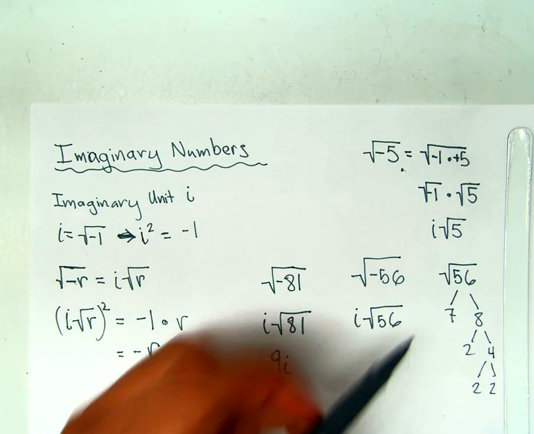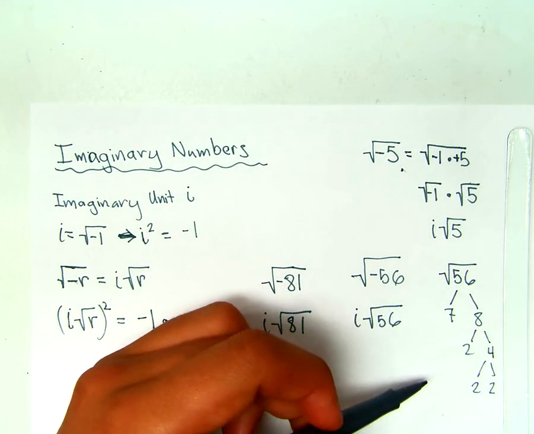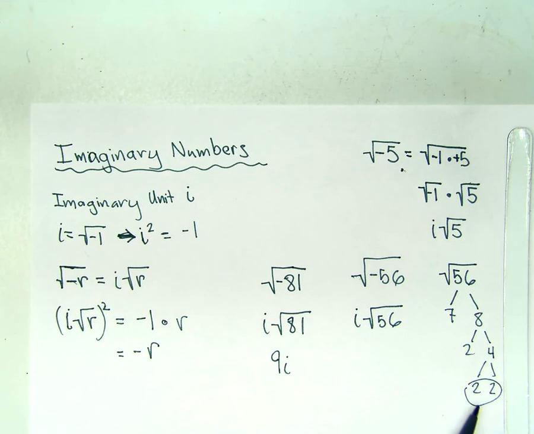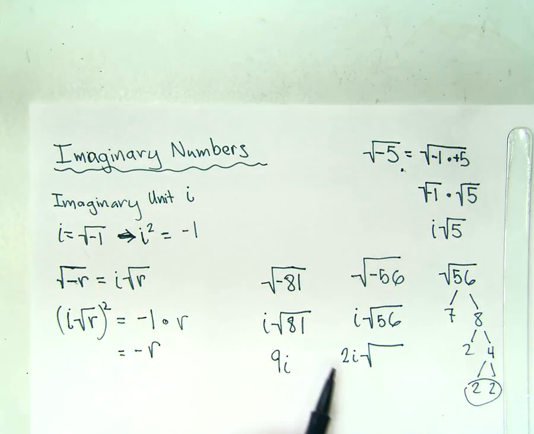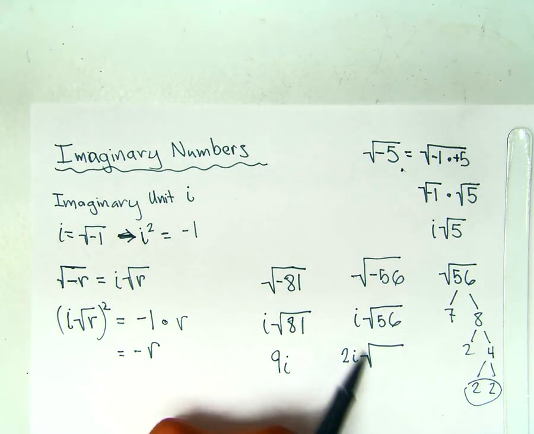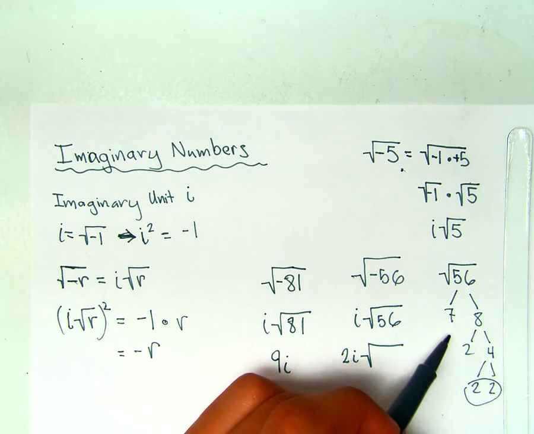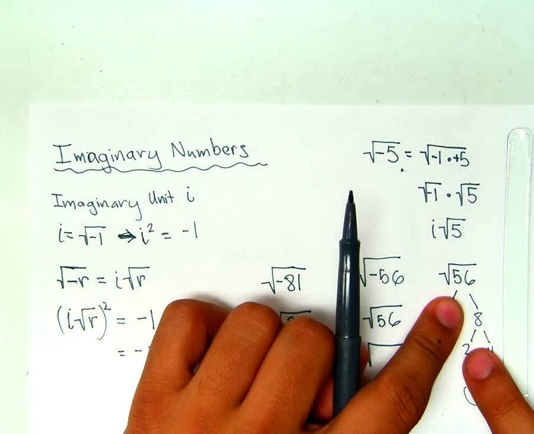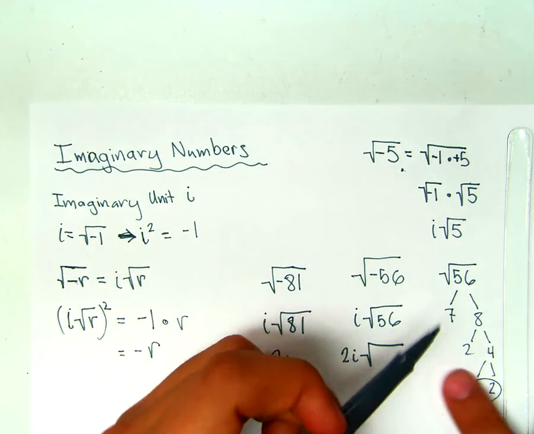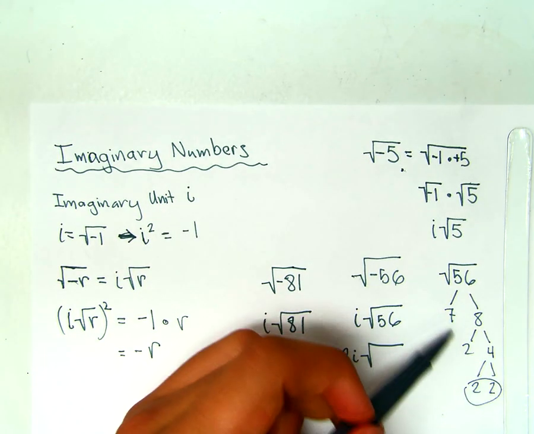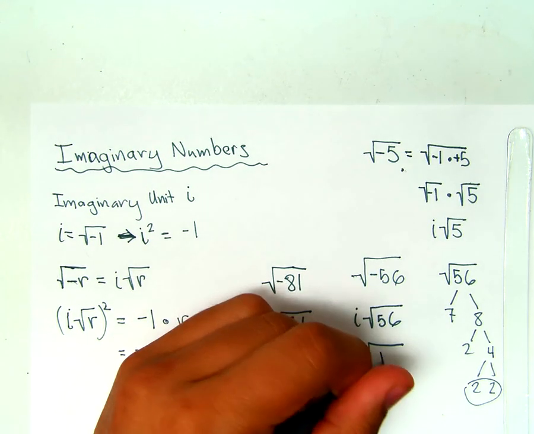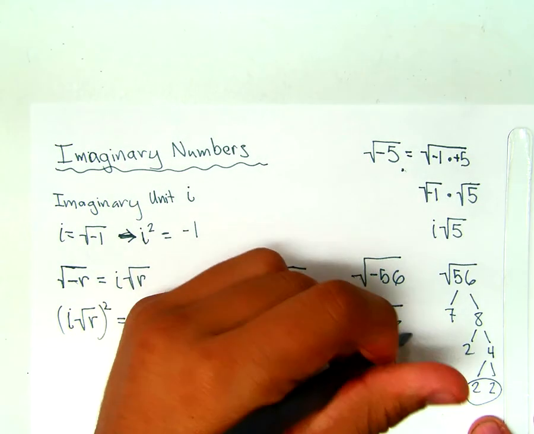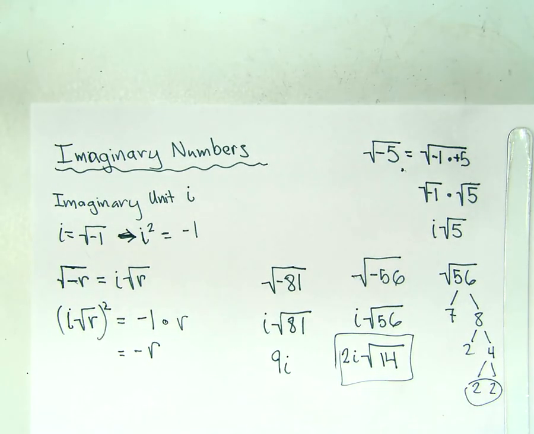Since we're taking the root, we're looking for a pair. Is there a pair here? There's a pair of 2's. So we're going to pull out that 2. So we have 2i. The 2 came out of the 56. And what's left is what's left here. Normally we've just been having one number left. So we would put the 2 here. Well, now we have 2 numbers. So all we're going to do is multiply these 2 numbers together and put it under the radical. So instead of 2 and 7, it's 2 times 7, which is 14. And that is your answer. So now we have an imaginary solution. This is imaginary numbers in a nutshell.